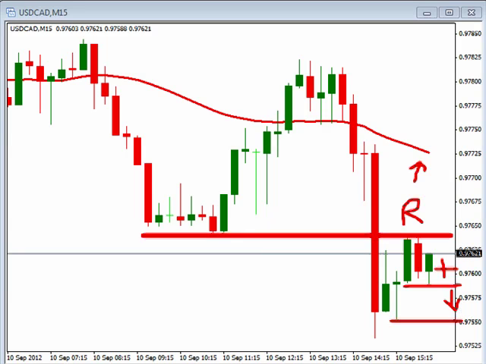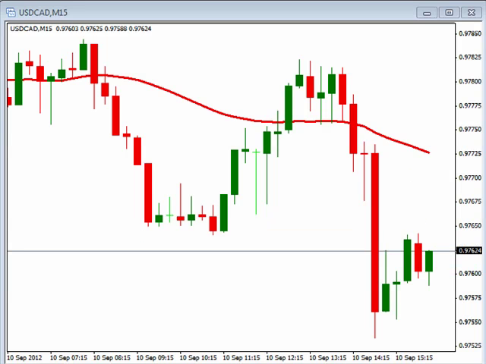Anyway, make sure you keep that in mind, looking at the longer term direction, retracement, support, and resistance. And if you can do that, you'll be right where you need to be.